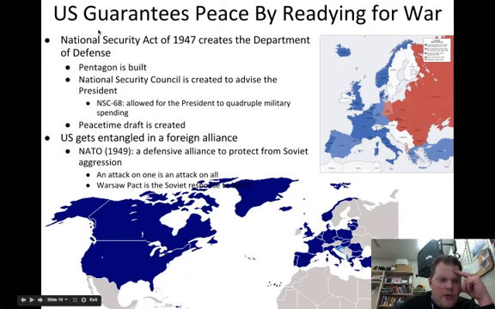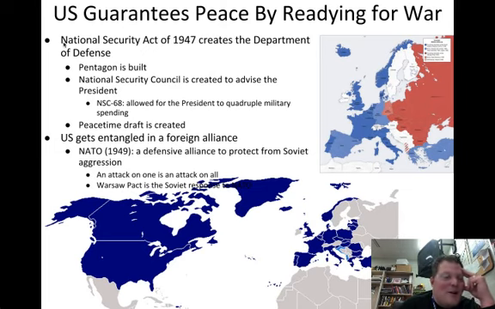We also start to amp up our defense spending, okay? Because once it becomes clear that we might have to go and fight these Soviets or at least intimidate them, it becomes very clear that we can't draw down our military from World War II. And so we passed the National Security Act of 1947, which creates the Department of Defense. That's when the Pentagon is built, and that's also where the National Security Council is created to advise the president.